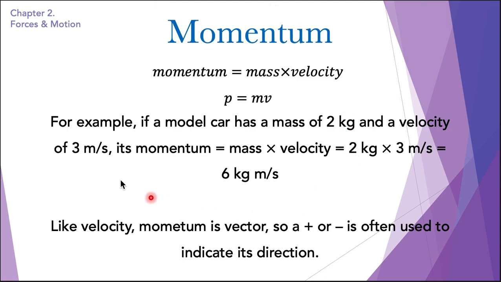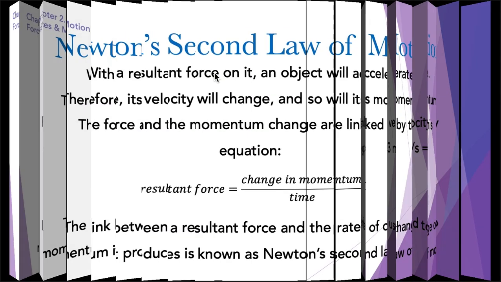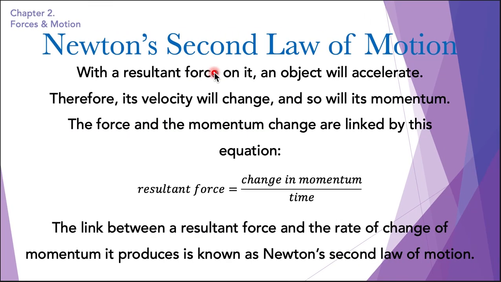Now we're going to be learning more about momentum and turning forces in the second chapter. But for now, this is what momentum is. The equation is what matters the most. So momentum is equal to mass into velocity. Newton's second law of motion: with a resultant force on it, an object will accelerate. This was Newton's second law. We had read it before. Therefore, its velocity will change, and so will its momentum.